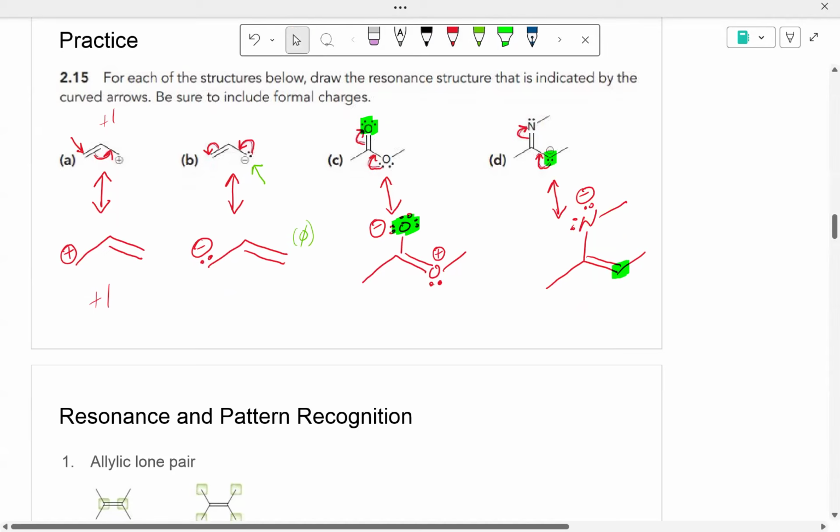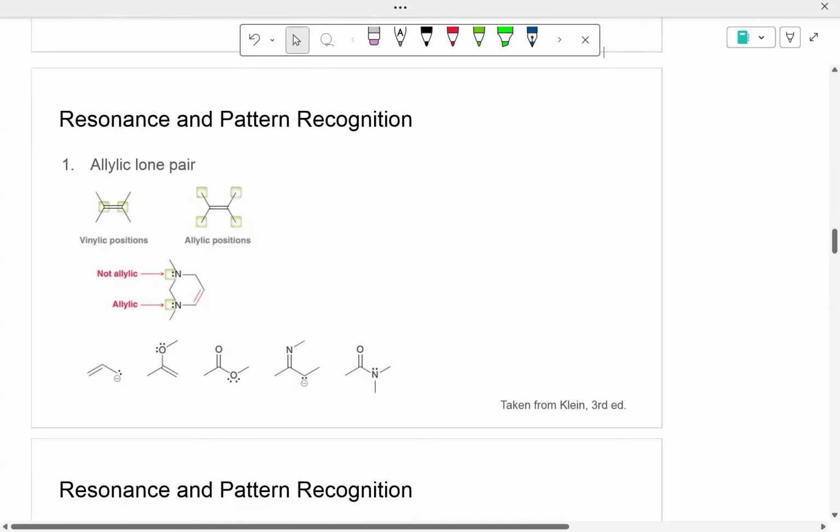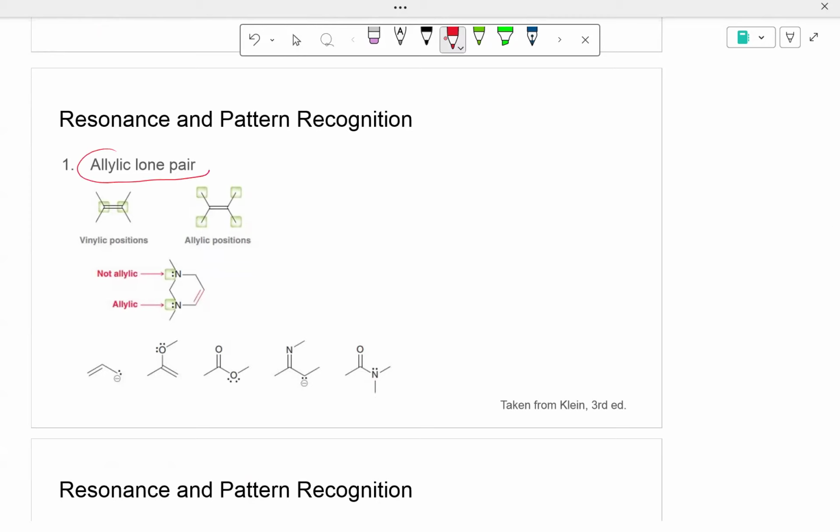All right, now let's spend a little bit of time looking at some very common patterns that you're going to see with resonance. The first of these is identifying what's known as an allylic lone pair. Now, allylic is a term used to locate a special position that involves a double bond, specifically a carbon-carbon double bond. The carbons involved in a double bond are called vinylic. That's just a side note. I might talk about that a little bit more in another chapter.